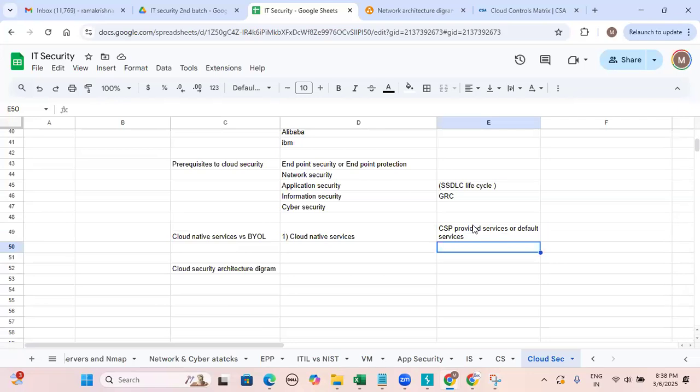Okay. So the second one is called BYOL. So what is the meaning of BYOL? Already when we discussed mobile device management and also endpoint security, I said BYOD, bring your own device. In a similar way, what is meant by BYOL? It's bring your own license. That is a contract or agreement between our cloud service provider and whatever tool we are going to purchase.